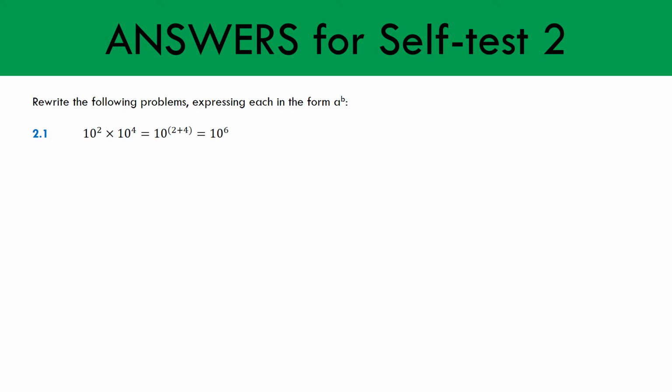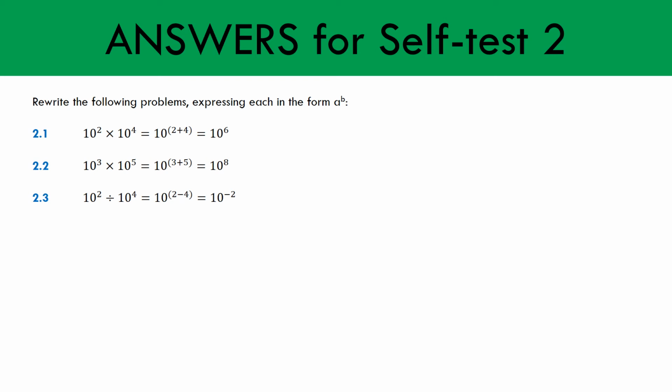So number 2.1, 10 to the 2 by 10 to the 4. We know that we've got to add the indices here. So that becomes 10 to the 2 plus 4, which is, of course, 10 to the 6. 10 to the 3 multiplied by 10 to the 5. Again, we're multiplying indices, so we know we add them. So it's 10 to the 3 plus 5, which is 10 to the 8.